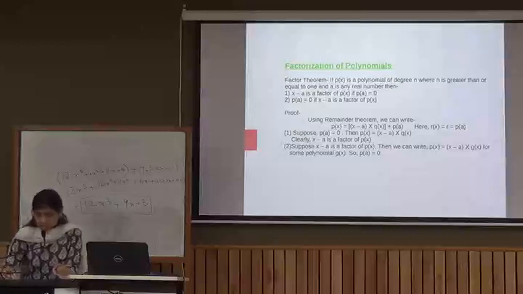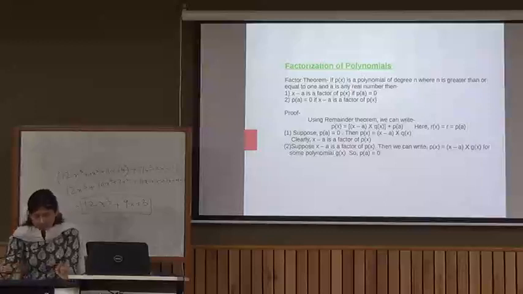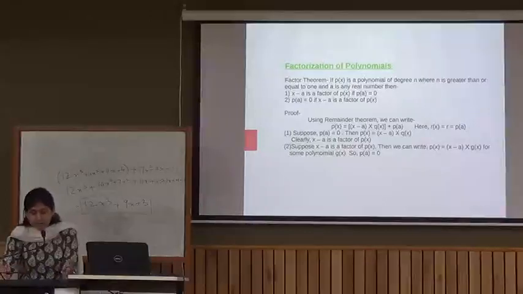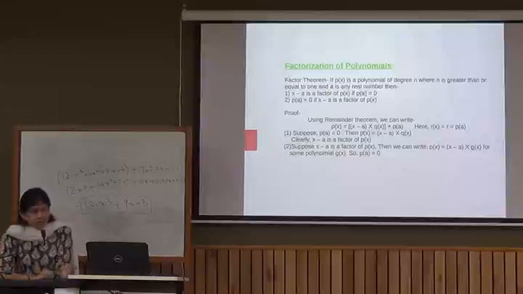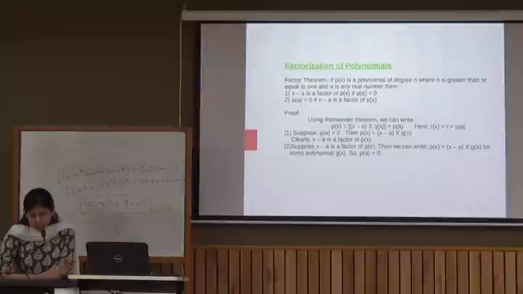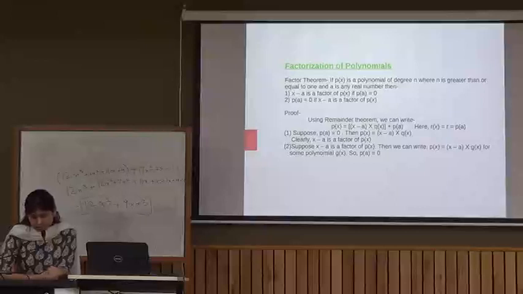Let us understand the proof of this theorem. Using remainder theorem, we can write p(x) is equal to (x minus a) into q(x) plus p(a). Here, r(x) is equal to r is equal to the value of the polynomial at x is equal to a. Now, let us first prove the first point. Suppose if p(a) is equal to 0, then in the above expression we get p(x) is equal to (x minus a) into q(x) plus 0. Therefore, clearly here x minus a is a factor of p(x), where q(x) is a quotient polynomial.